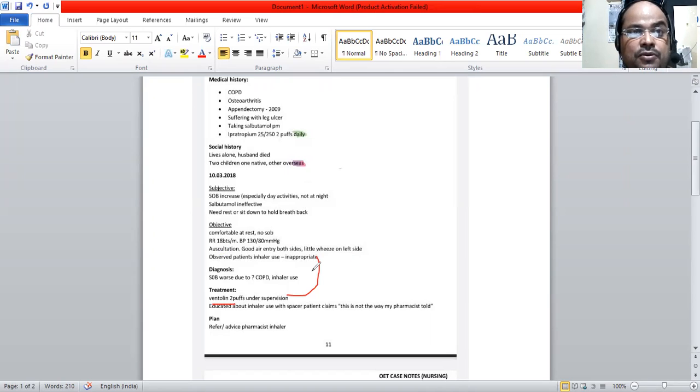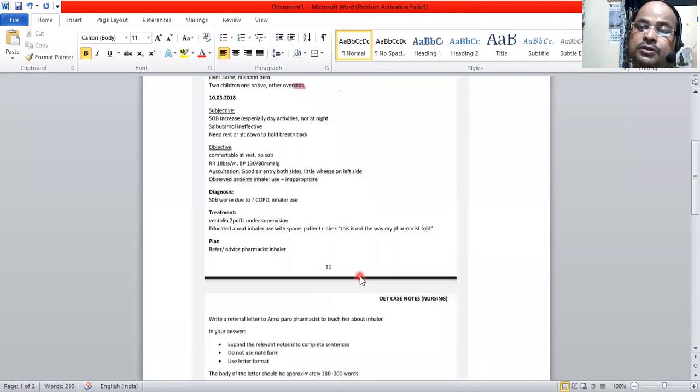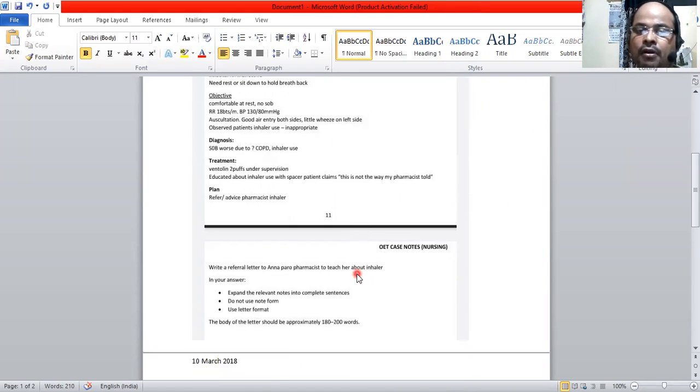Absolutely no, this is something different from the way my pharmacist told me to do. So this is what the response is. You are referring to the pharmacist to assess the condition and to give advice regarding the proper use of the inhaler, because he is responsible for that, since he has done that once, and now I think it is somewhat inappropriate. So that is the reason why I refer the patient back to him.